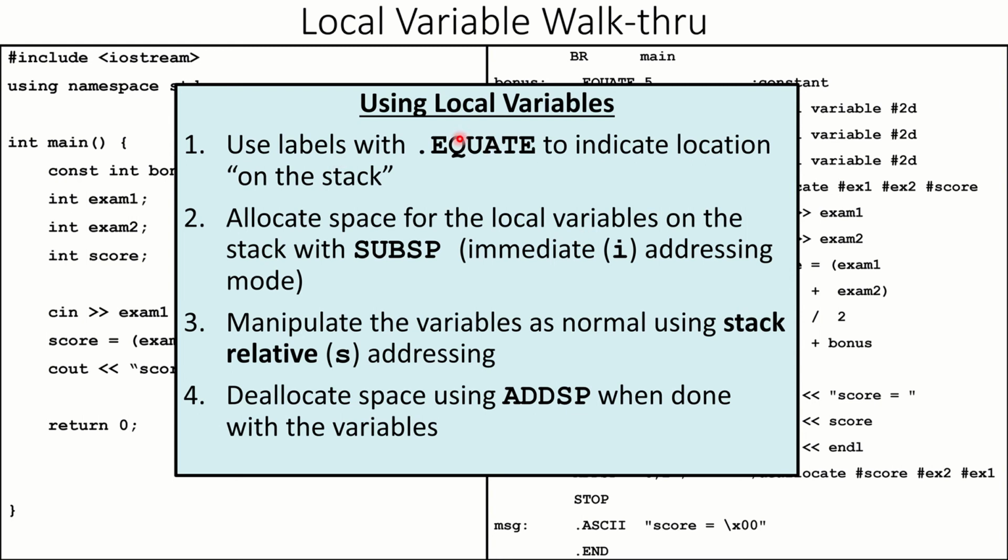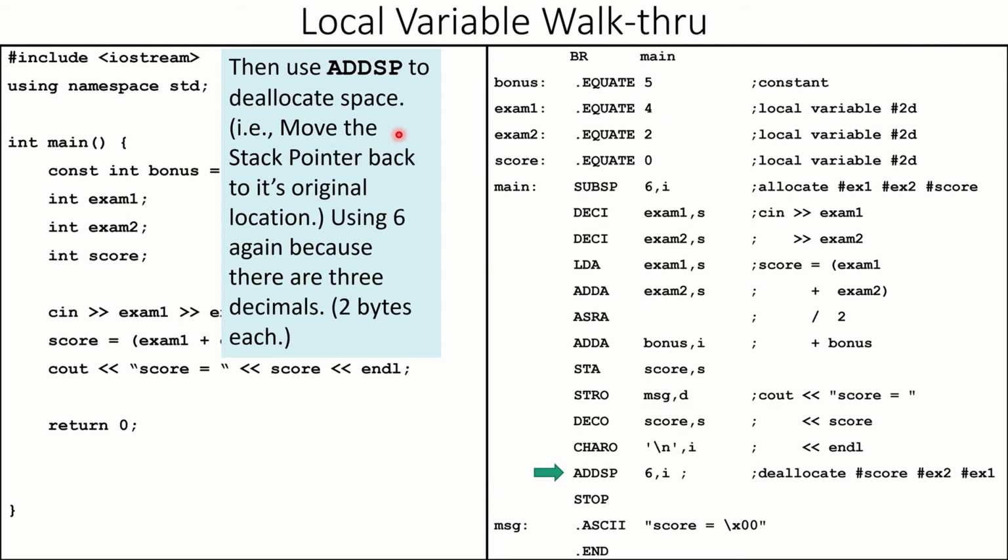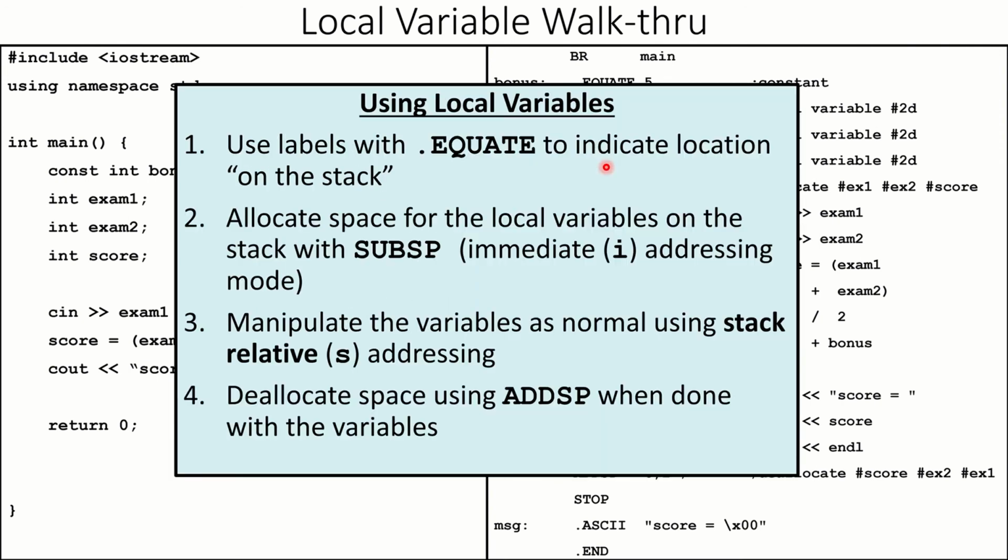You use the labels with the .EQUATE to say where they're going to be on the stack, always starting at 0. So the first one is 0, and then depending on whether it's an integer or a character or a string, you allocate as many bytes as you want. The second variable you put on there needs to make sure it has left enough space for the variable before it. Once you have all your equates in there, you do the SUBSP, based on how many bytes you've allocated, to make that space available on the stack. Then your whole program is, like I said, as normal, just using S for your variables instead of D. And when you're done, you do the ADDSP.